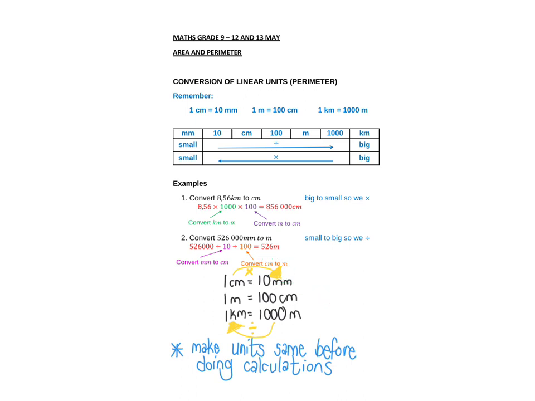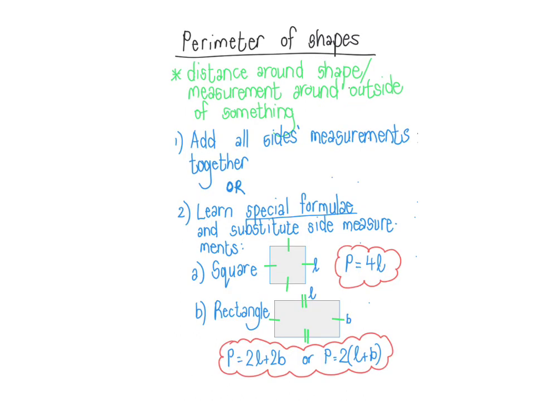Okay, so that is for linear. What do we do with linear units? Something we can do with it is to calculate the perimeter of shapes. So in this, I have summarized for you basically the definition of the perimeter of a shape.